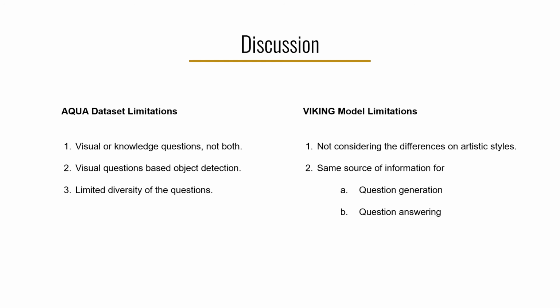As for the limitations in the VIKING model, we found that first, it does not consider the differences between the artistic styles, which is a very important aspect in the visual appearance of paintings. And second, the same source of external knowledge information is used both for the question generation and the question answering. A more challenging scenario would be to use different sources of information to answer the questions.